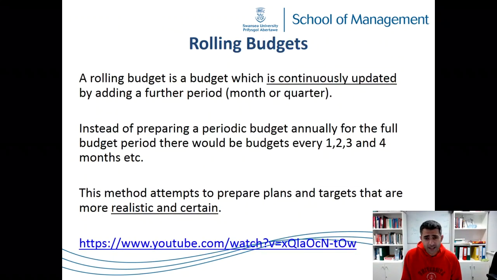The third method of budgeting is the rolling budget. When it comes to rolling budgets, this budget is continuously updated. What does that mean? This means we update the budget every 3 months, for example. Yeah, every 1 month, 2, 3 months, we update it, right? So we don't leave the budget for 1 year. Instead of preparing a periodic budget annually, we update the budget in short periods of time.